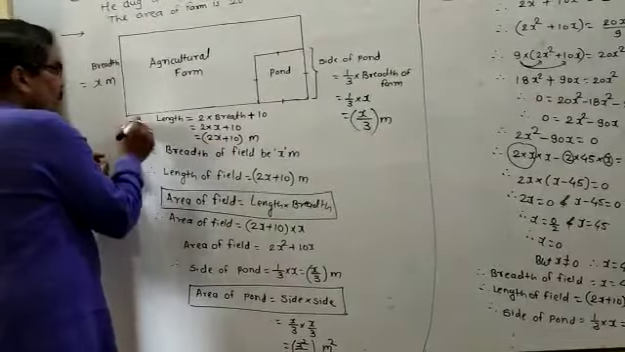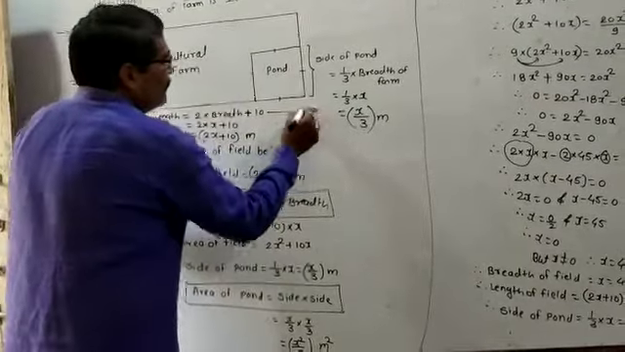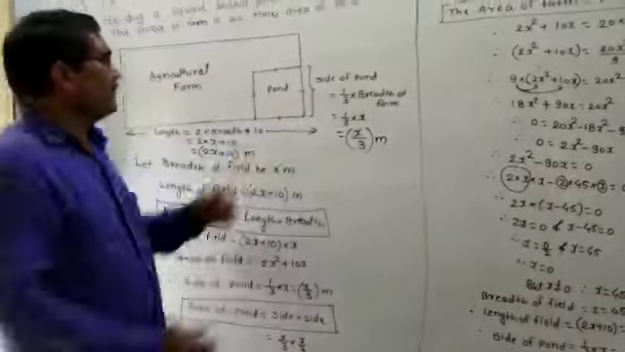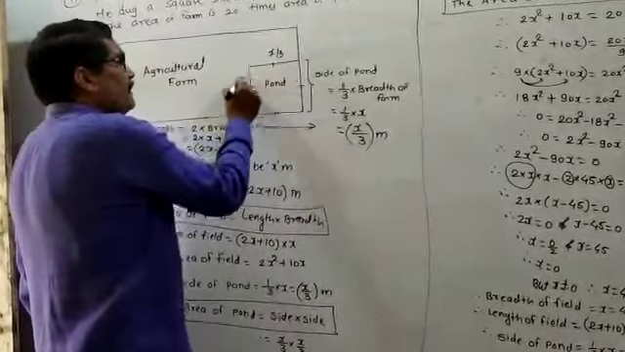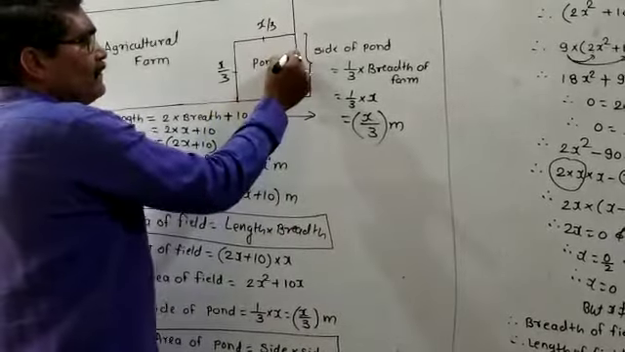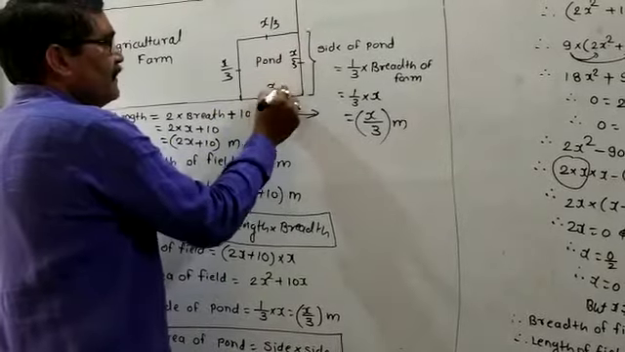This length is from this place to this place. This is the side of the pond, x/3. This is x/3. This one is also x/3. This one is also x/3. And this one is also x/3.